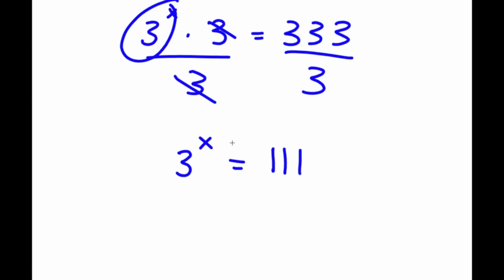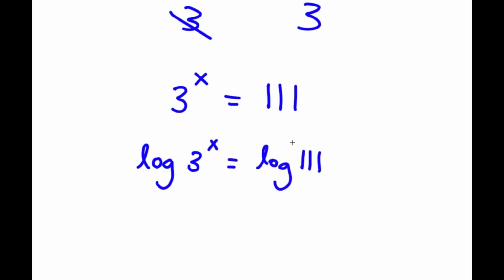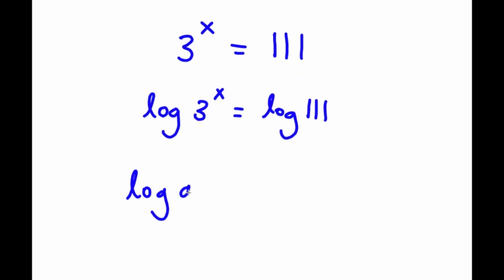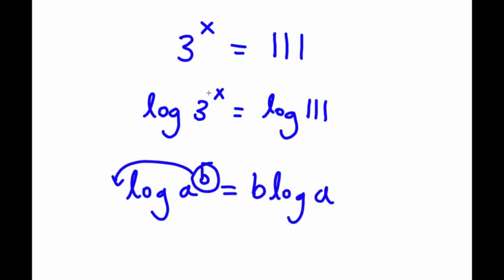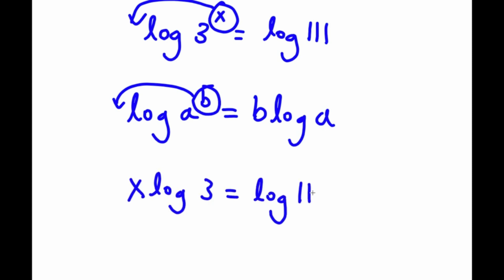So to solve this, what I'm going to do is take the log on both sides. So now I have log 3 to the power of x is equal to log 111. So now, if I have something in the form log a to the power of b, I can actually move this exponent b to the front. So this is going to equal b times log a. So for log 3 to the power of x, I can move x to the front. So now that would lead to me having x times log 3 is equal to log 111.